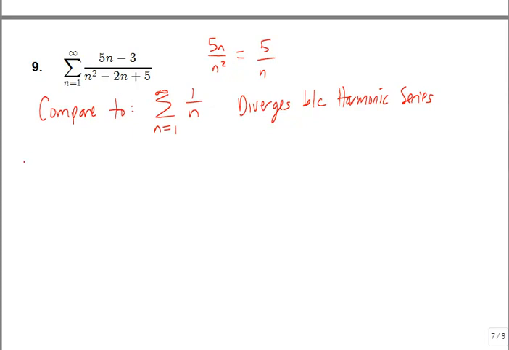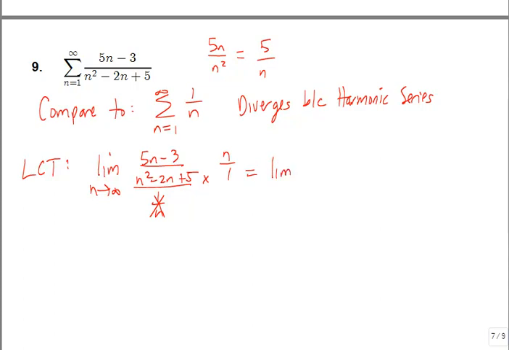So this is ideal for that limit comparison test, looking at the limit as n goes to infinity of your unknown series on top and your known series on the bottom. And I'm going to multiply by the reciprocal. So this becomes the limit as n goes to infinity of, when I distribute this n across, we get 5n squared minus 3n over n squared minus 2n plus 5.